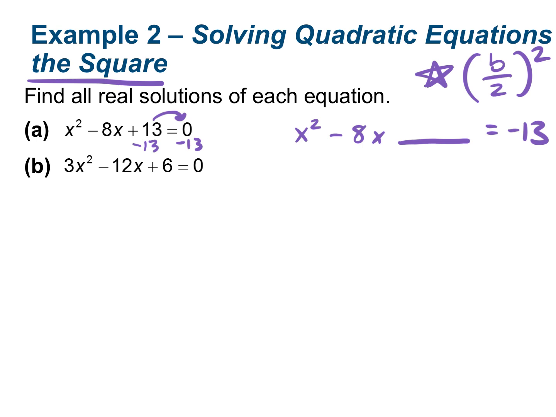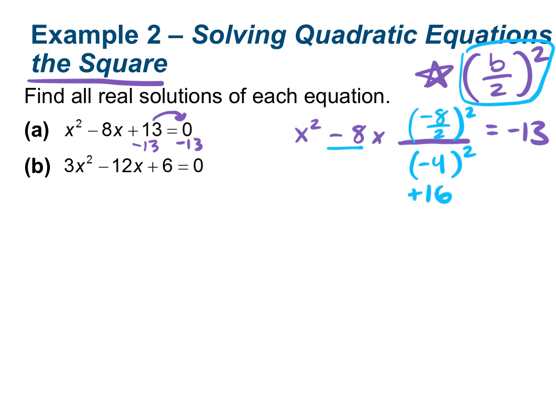Now, in that space, that's where my formula comes in handy. That's where I put the b over 2 squared. What do you think my b is? Negative 8. The number that's in front of the x, so the one in the middle. So we have negative 8 over 2 squared. What's negative 8 over 2? Negative 4. And what is negative 4 squared?